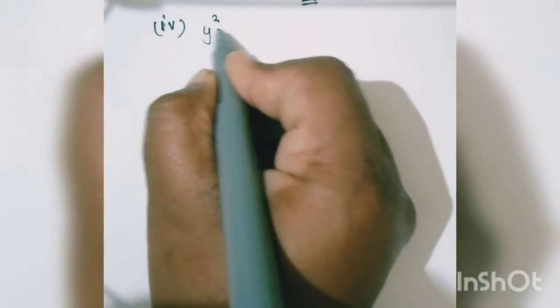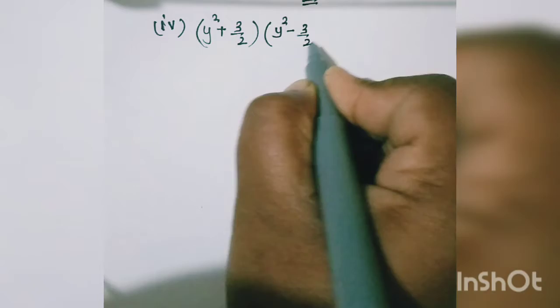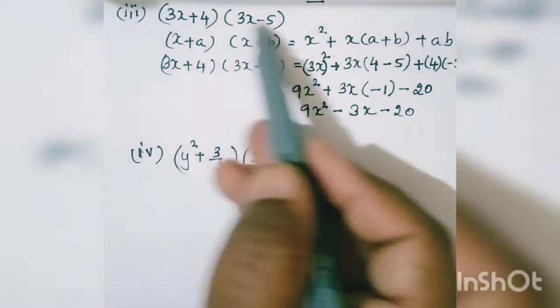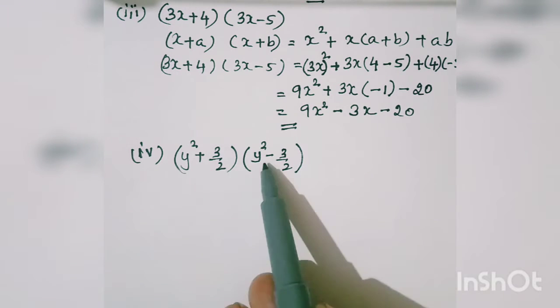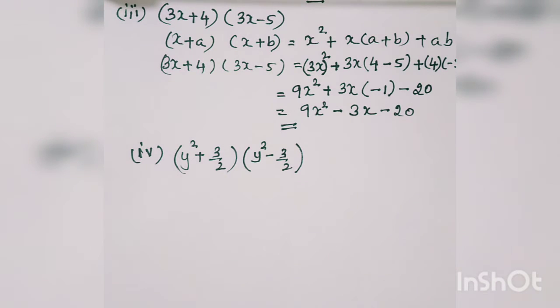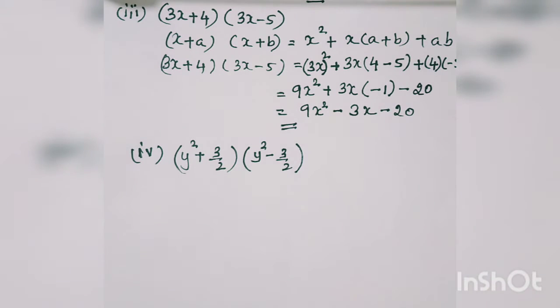Okay, now we will see the next example, that is the fourth one. So now in fourth one, y square plus 3 by 2 into y square minus 3 by 2. Okay children, see in the previous example here when you see x value was same, a and b differed, right? But here you see first value is different. First value is y square here. In both the binomials it is y square only. And the second term also it is same, but it differs with sign.